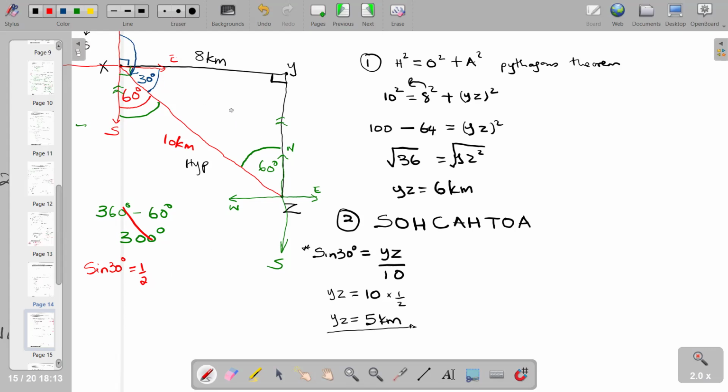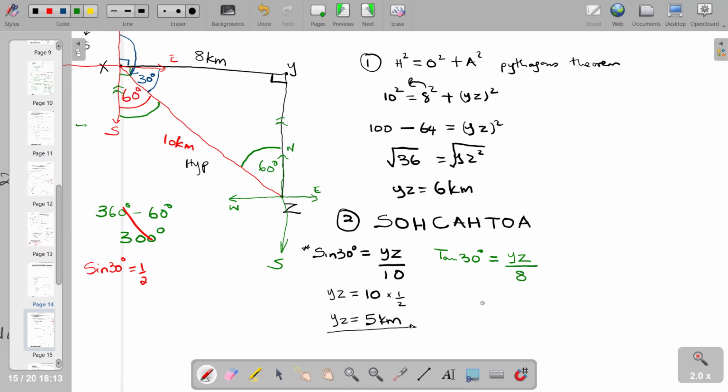Because if you use 30, it was going to be using opposite. This side is opposite. The other ratio which uses opposite is tan. So it means we're going to talk of tan 30. So that was going to be tan 30 degrees equal to opposite, which is yz, divided by the adjacent. Our adjacent in this case is this side, which is also making that angle 30, which is not the hypotenuse, which is 8.